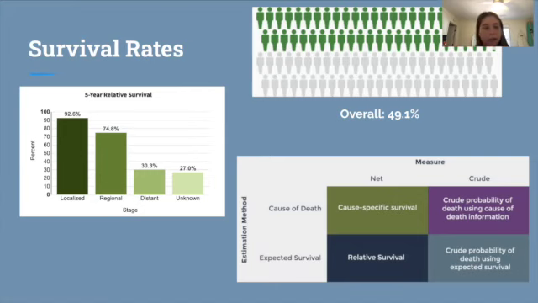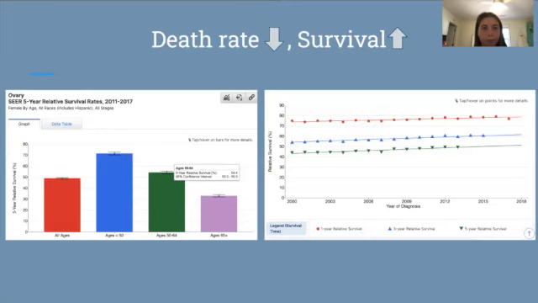On the bottom here is how they measure these 5-year survival rates. So it's observed all-cause survival and the net cancer-specific survival and the crude probability of death. These are all statistics taken into account to make this percentage number.